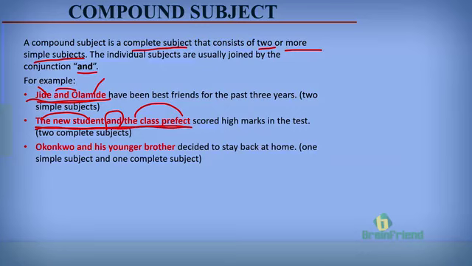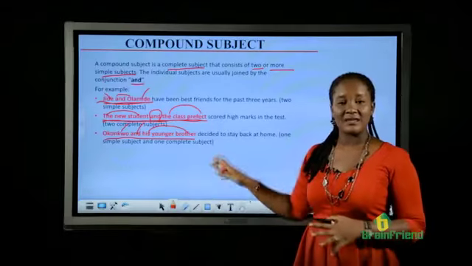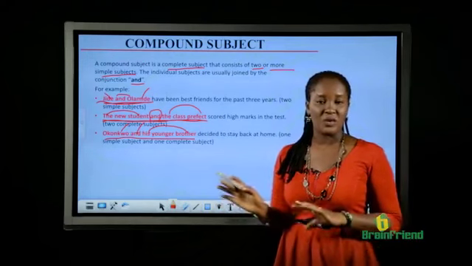And lastly, Okonkwo and his younger brother decided to stay back at home. Here we have one simple subject and one complete subject. The simple subject is Okonkwo and the complete subject is his younger brother. Both of them are joined by the conjunction and. So these are examples of compound subjects.